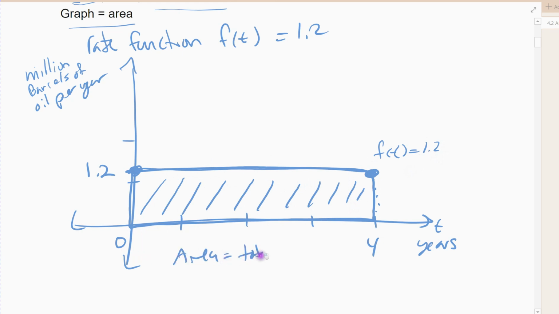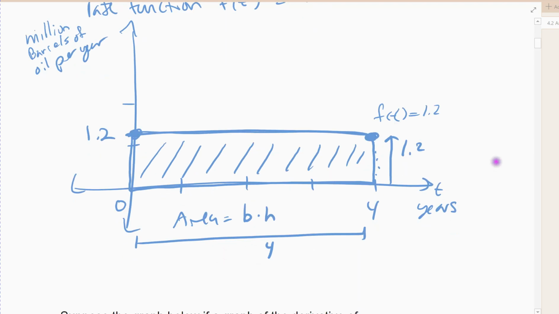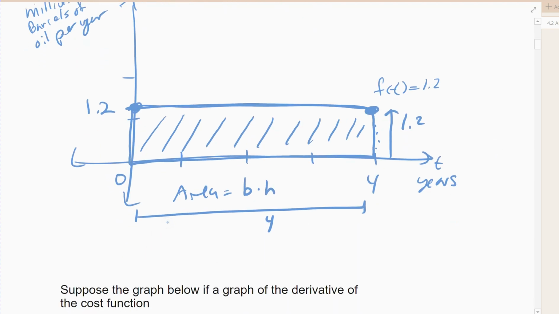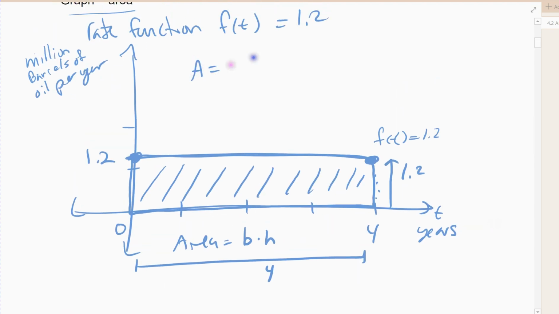is the total, and again, the area comes from, let's just do the base times height, right? Area is base times height. Well, the base would be 4, right? 4 across, the height would be 1.2. And so area would be 4 times 1.2. And if I put units on that, it would be 4 years, right?